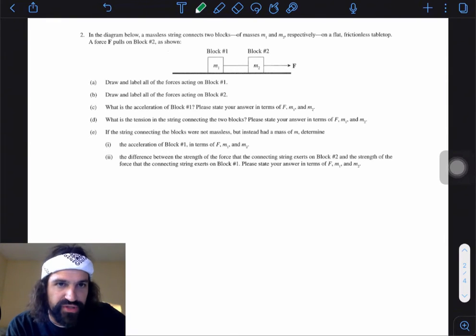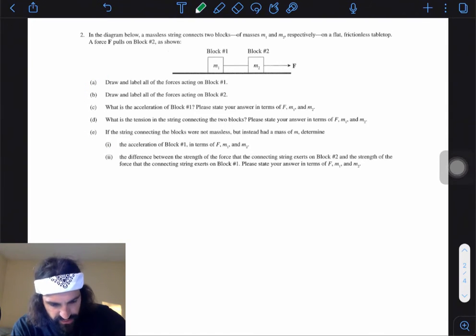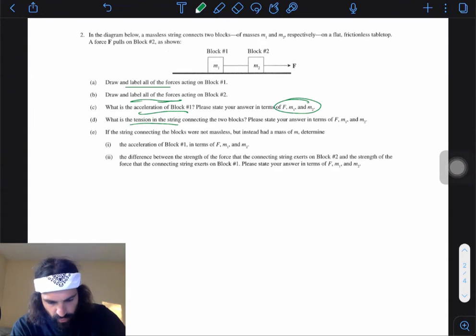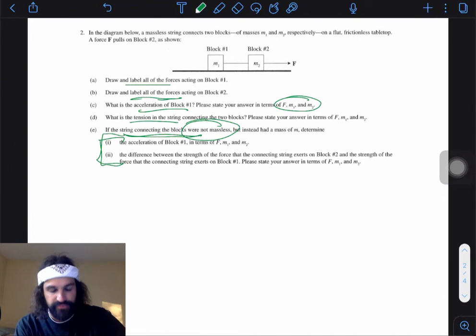So then I'm going to read the question, or actually I might peek at the questions that we're going to have to do. Label the forces. What is the acceleration in terms? What is the tension between the blocks? Ooh, and if the string connecting the blocks were not massless but had mass M, determine a couple of things. Okay, so I'm not even going to look at 1 and 2.